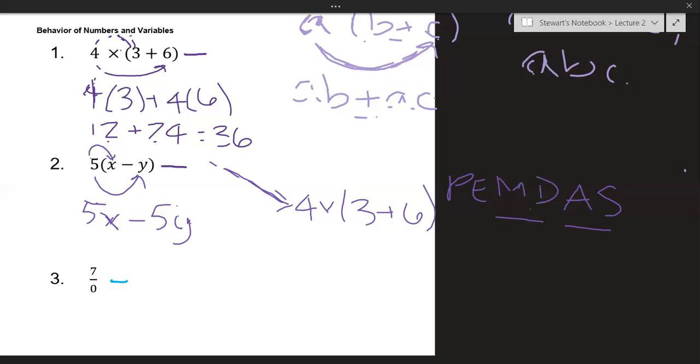So that would mean that this would be equal to 4 times, and then we have to simplify 3 plus 6.